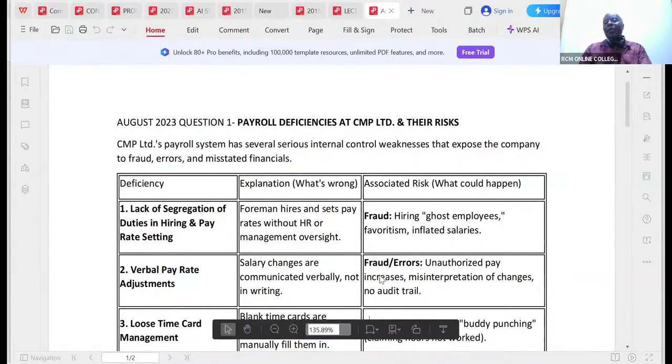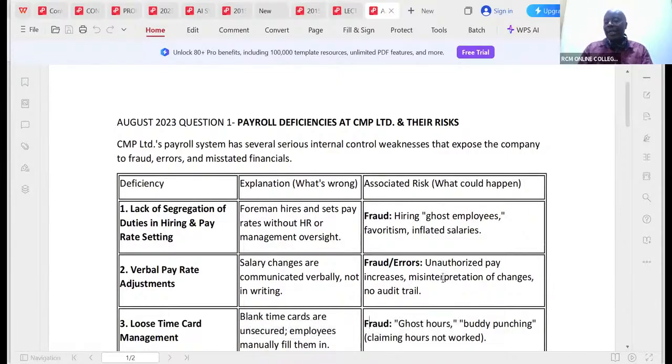Then in this case here, we have the risk. The risk is unauthorized pay increases, misinterpretation of changes, no audit trail. As auditors, when we come there, if somebody got an increment, then we expect to see that in writing. And if this person got a very material increase, perhaps they changed to a much bigger role like a director, for some positions we even expect to have what we call board approvals. Those board approvals, we should even be able to see in minutes.